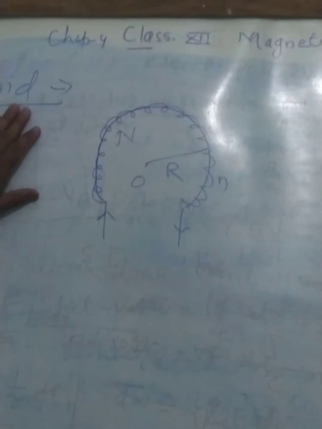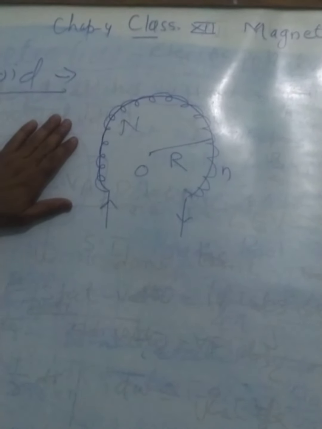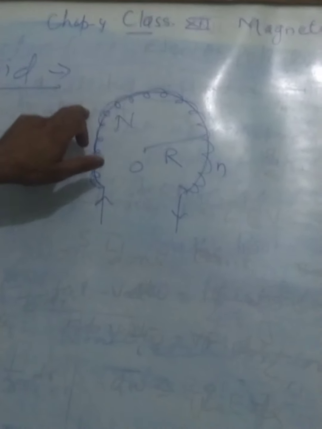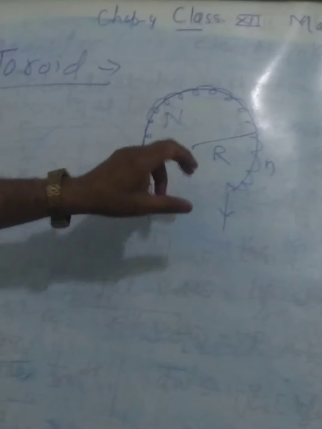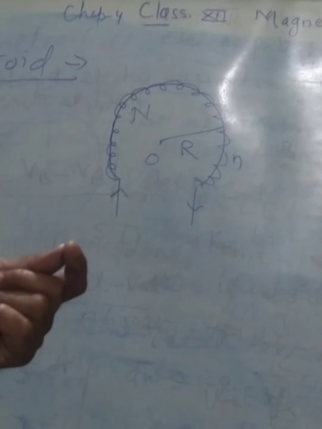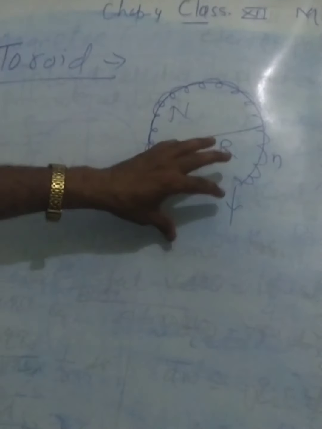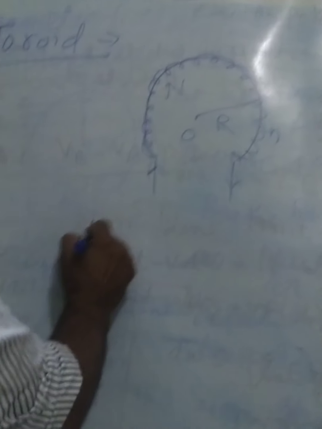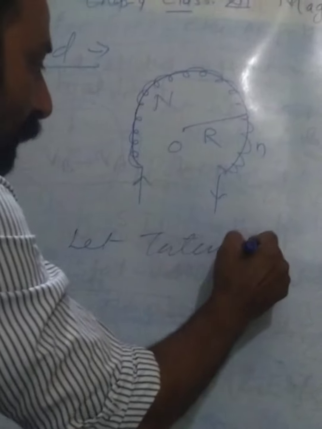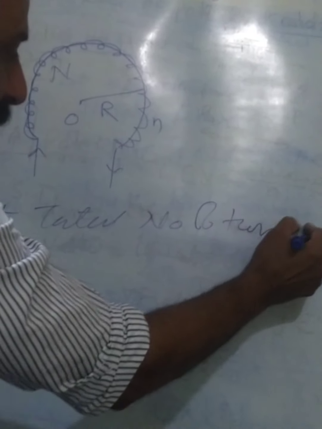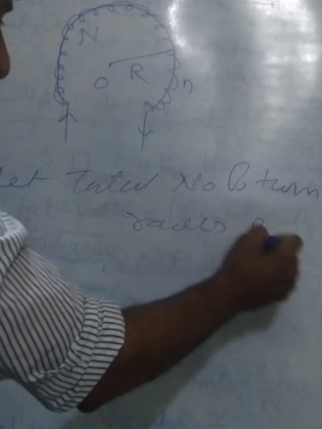Now we are talking about the toroid. The question arises, what is a toroid? A toroid is a coil bound on a circular frame such that its ends appear to be joined together. So it is called the toroid. It behaves like a solenoid of infinite length. Let the total number of turns be capital N, and the radius be capital R.